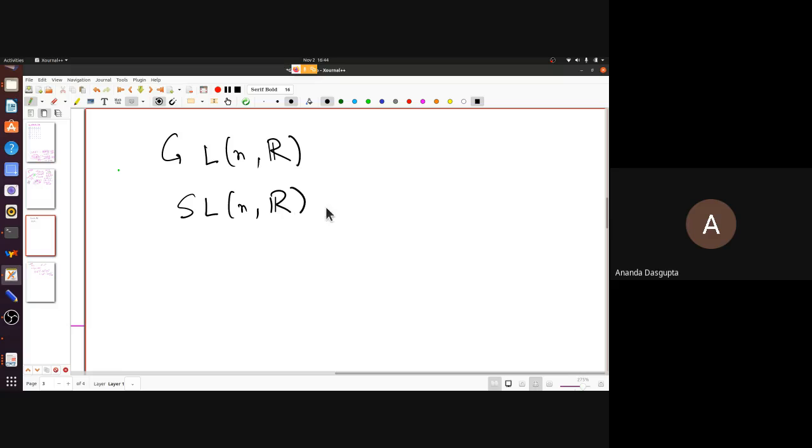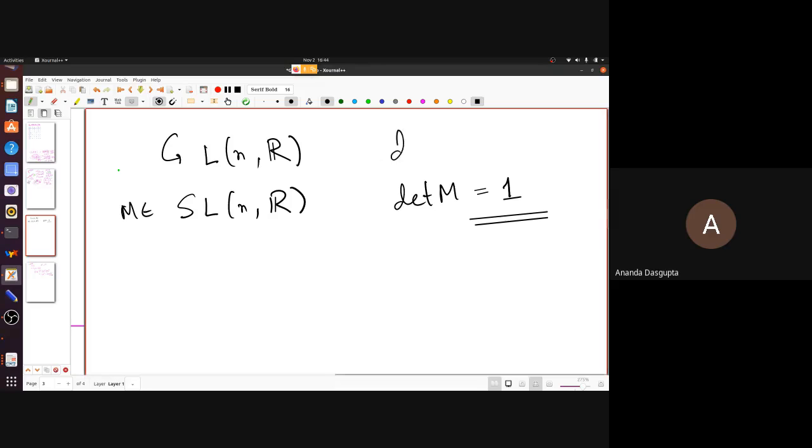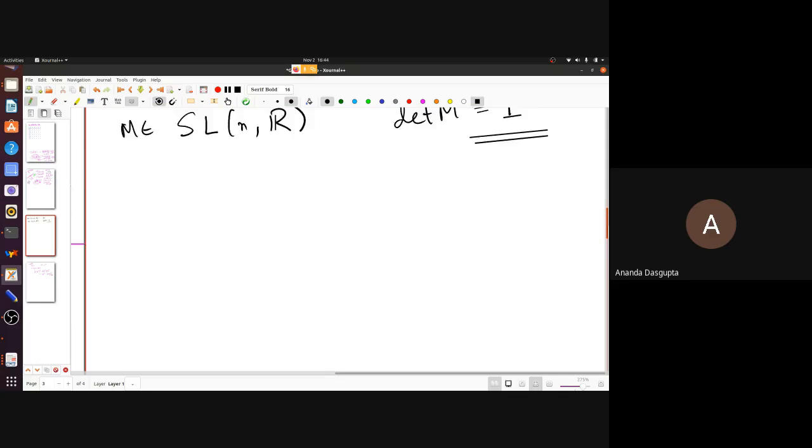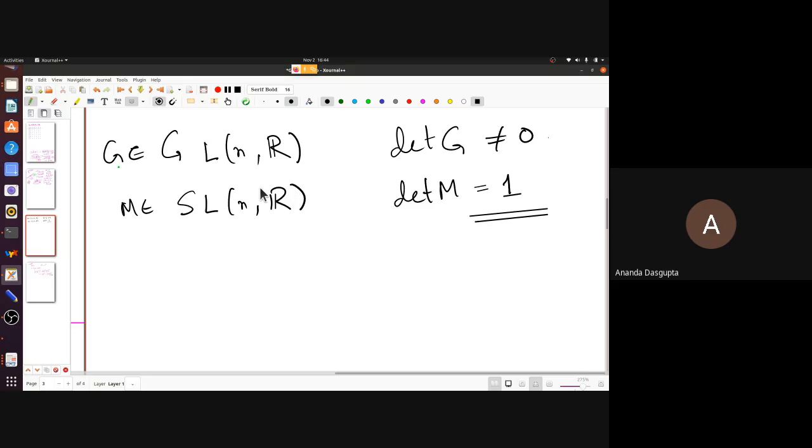SL(n,R), remember, is the set of all n by n non-singular matrices with determinant 1. So all M which belong to SL(n,R) have determinant 1. GL(n,R) of course contains all matrices G such that the determinant of G is not equal to 0. So SL(n,R) is a subset of GL(n,R), and it's easy to show that it's a group in its own right under multiplication. So it's a subgroup. But is it a normal subgroup?